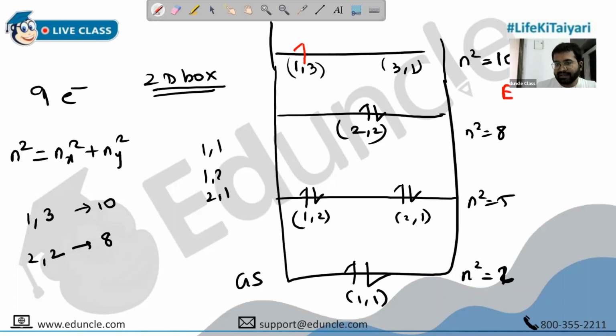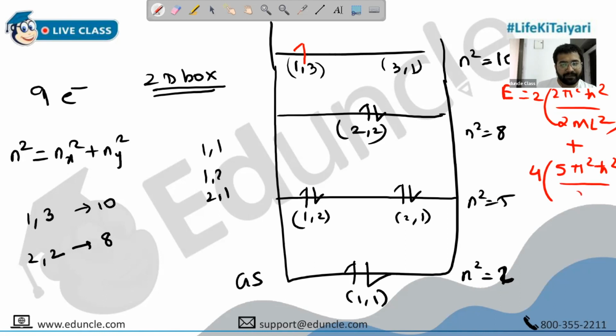Final answer, total energy will be equal to n square pi square h square upon 2 m l square, and you know the value of n square already. So 2 electrons into n square is 2, pi square h square upon 2 m l square, plus 2 electrons, sorry, now we have got 4 electrons, n square pi square h square upon 2 m l square. N square is 5 this time. So 5 pi square h square upon 2 m l square. I hope you are understanding.